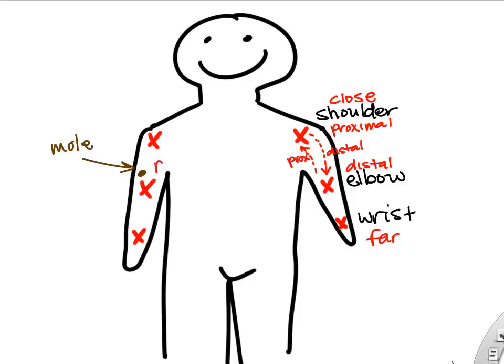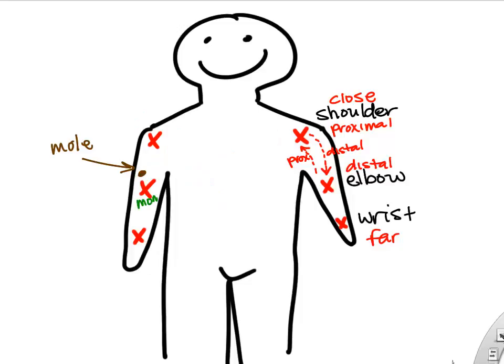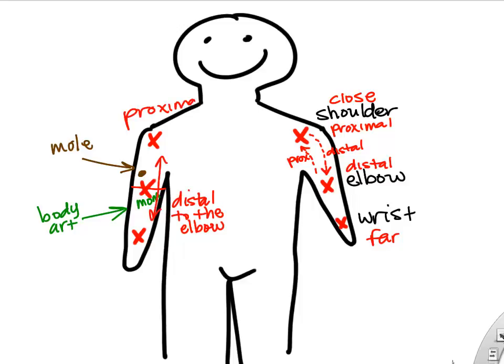This becomes useful. If you had a mole and somebody says that mole is maybe 1 inch proximal to the elbow, you go to the elbow and then proximal means back towards the attachment point, so you know in which direction that mole is located. Students probably have the hardest time with proximal and distal, but we'll keep practicing until we understand it. If you had a tattoo that was 2 centimeters distal to the elbow, you would know to go towards the wrist side, farther from the shoulder.